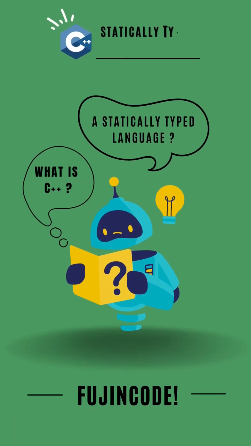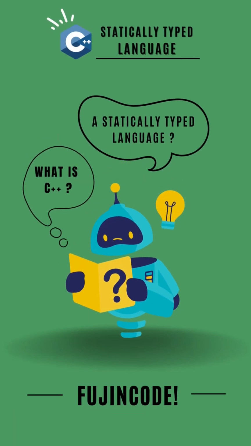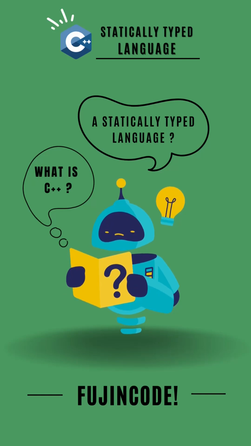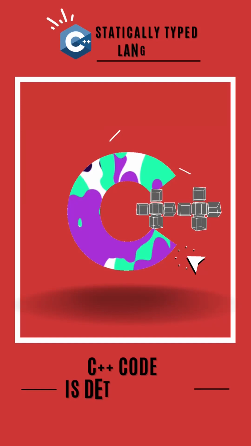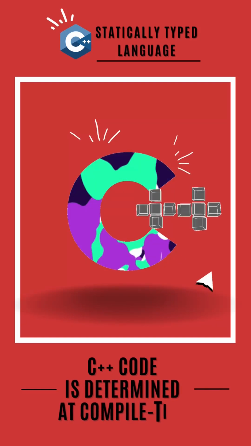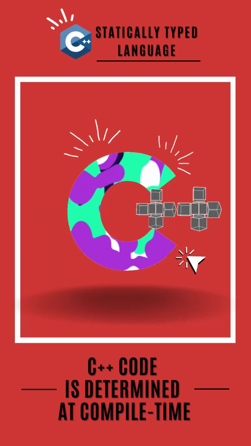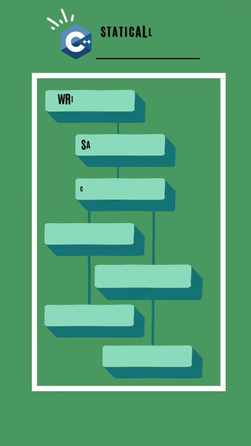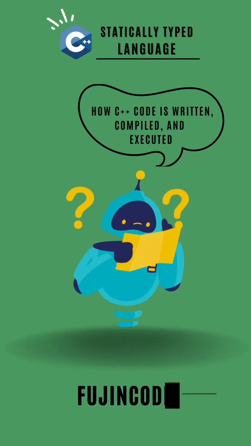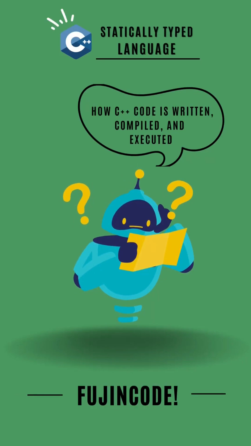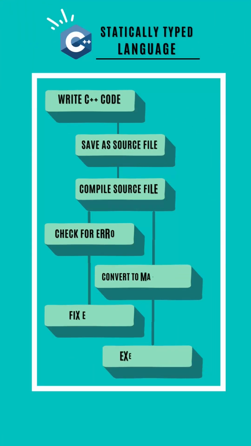Hey, YouTube! Today, I want to talk about C++ and how it's a statically typed language. What does that mean? Well, it means that every variable in C++ has a specific type that is determined at compile time. This is different from dynamically typed languages like Python, where the type of a variable can change at runtime.